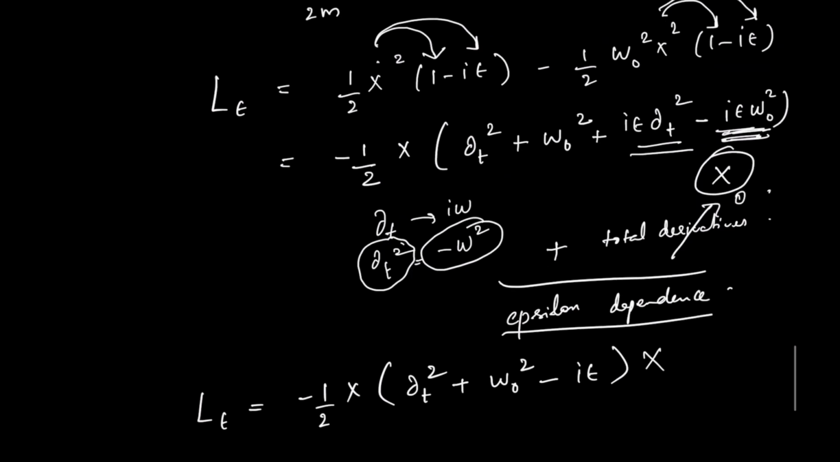So here you get partial t square as minus omega square. So i epsilon partial derivative square will be i epsilon omega square.